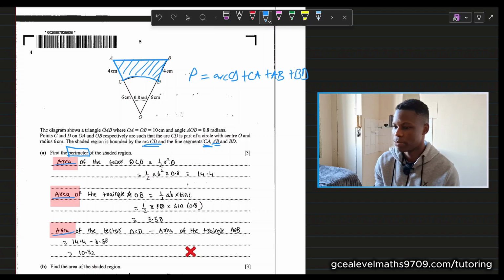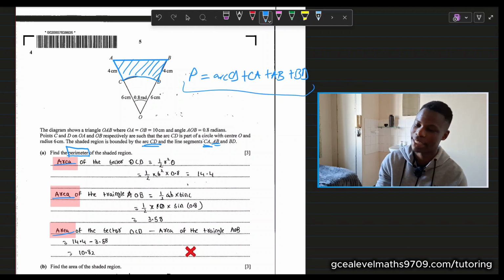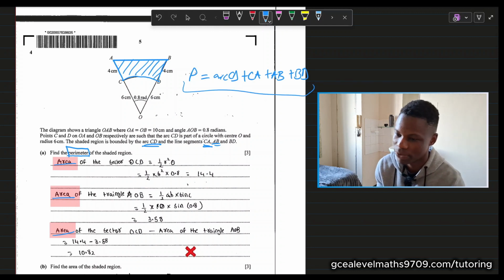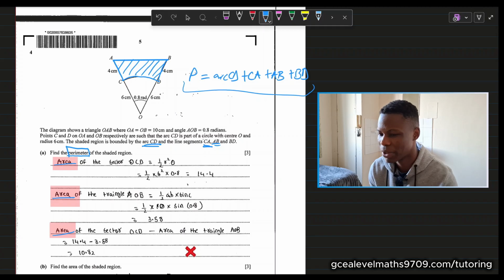So that's going to be your perimeter. This is the first expression you should write down, and then the next step, obviously the tricky part, is to figure out how to find arc CD. In this case, arc CD should be straightforward because you have both radius and theta.